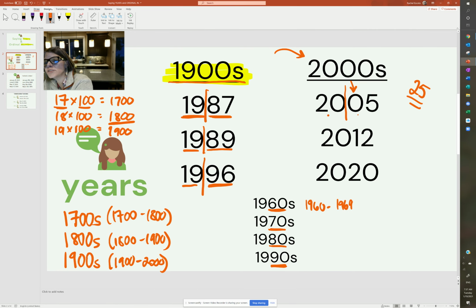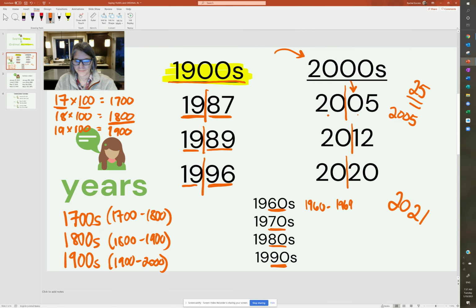2005. We could also say 2005. This one we would say 2012. And here we would say 2020. What year is it now? It's 2021. Okay, so that's some practice with saying years.